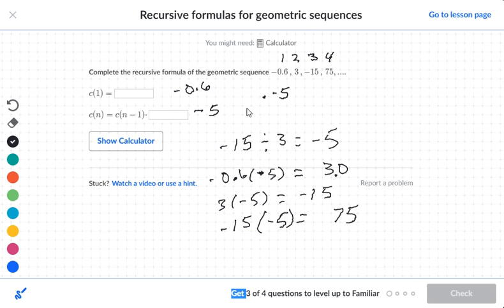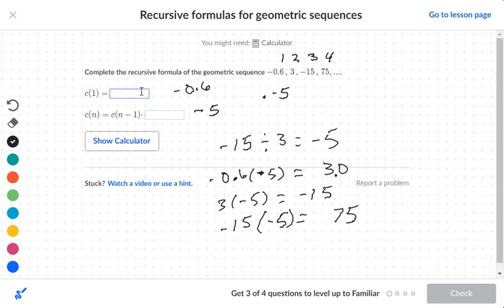So let's put those numbers in there. Let's go to the top box. Let's say negative 0.06. I forgot the decimal in there, so let's start again. So negative 0.6, and then let's go negative 5. So let's check that.